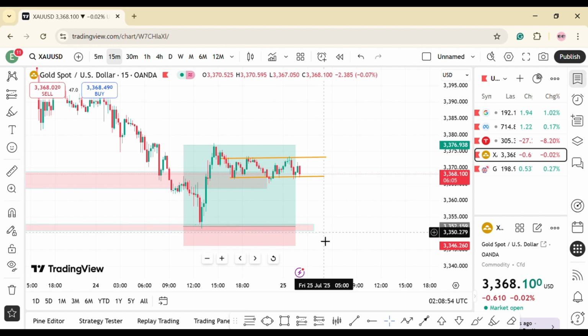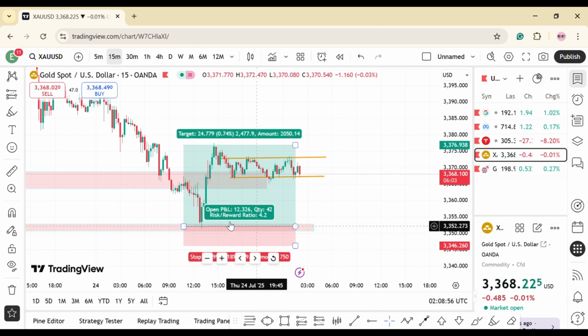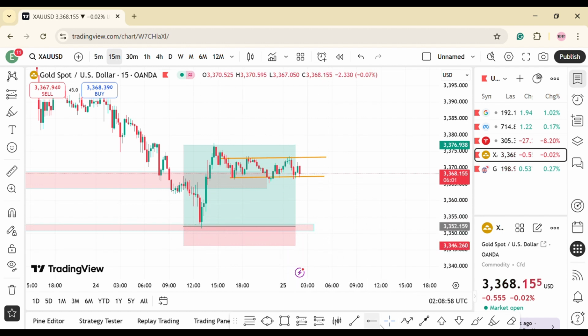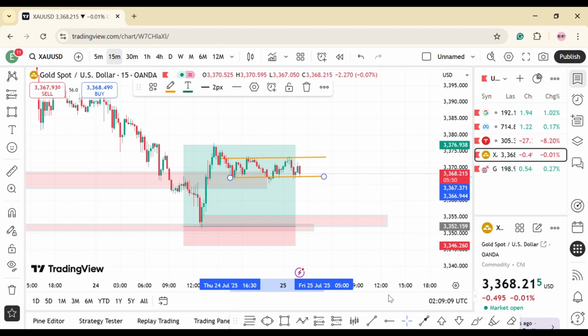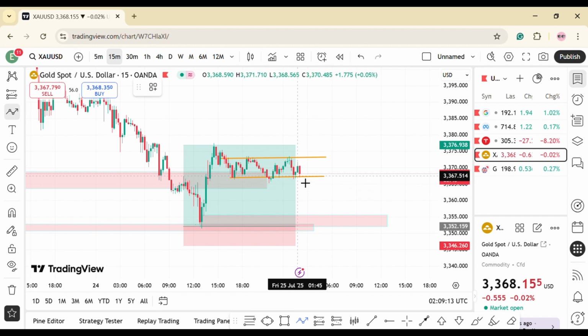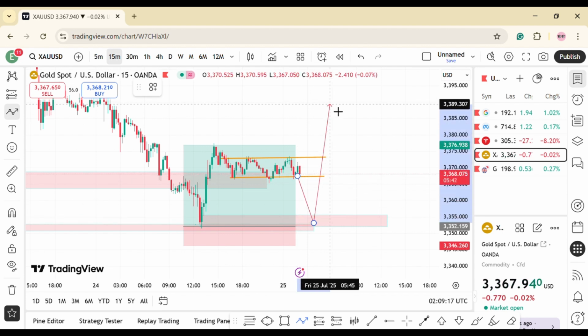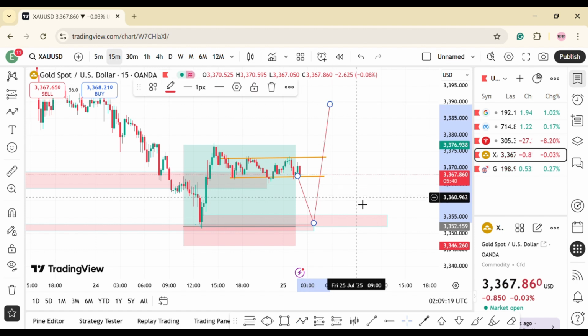And so you should wait for the market to move to that demand zone below. If you spot one here, plot it out and wait for the market to pull down all the way to your demand zone, tap on it, and then you continue to the upside.